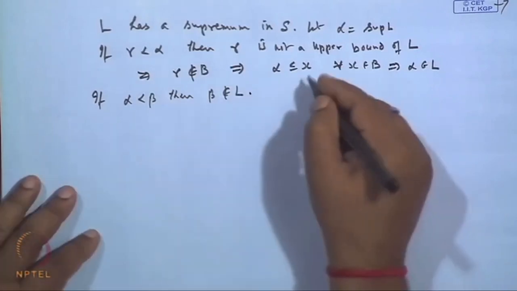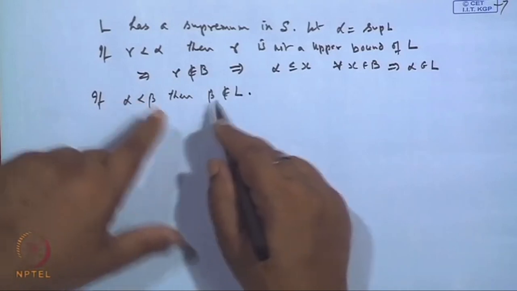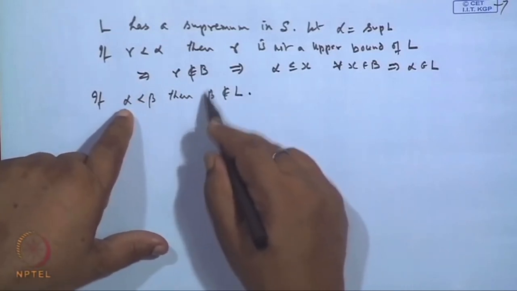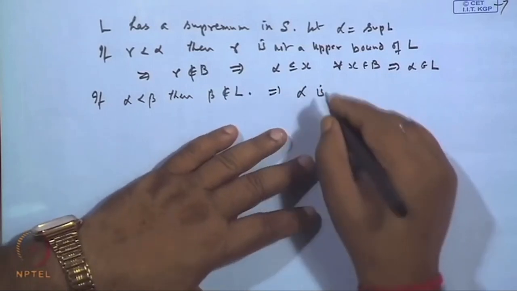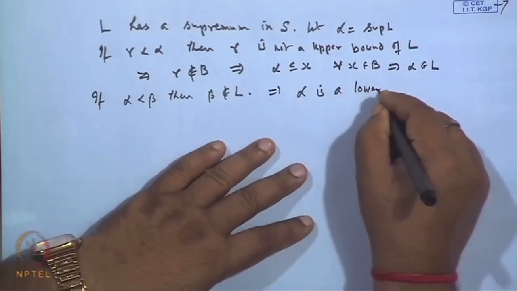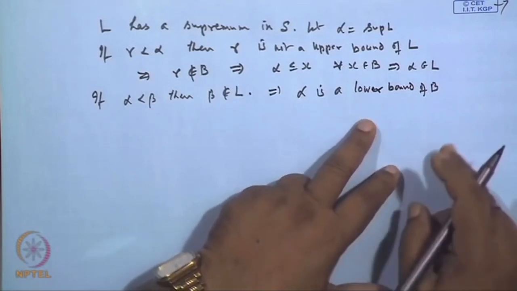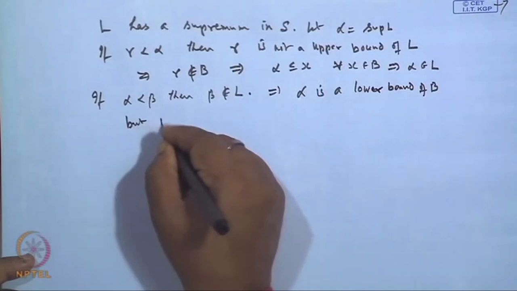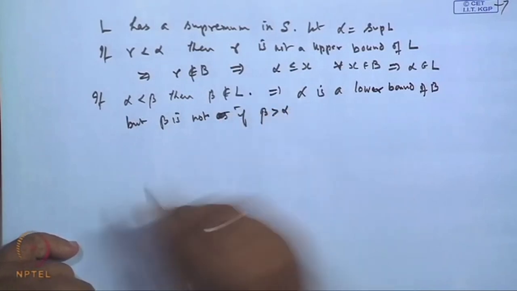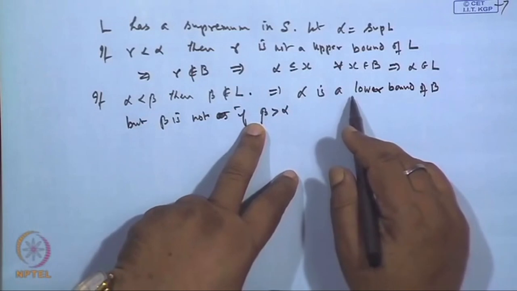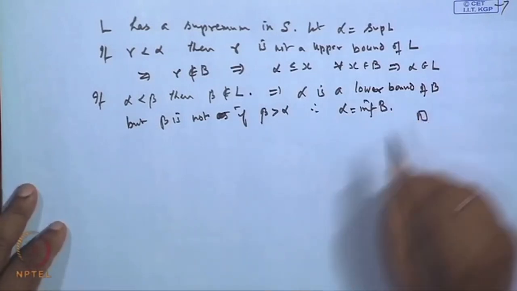That this beta, which is greater than alpha, in other words, that alpha will be the infimum value of B, because then beta will be in B. So this shows alpha is a lower bound for B, but beta is not, as if beta is greater than alpha, it will not be a lower bound, because alpha is the least. Therefore, alpha will be the infimum of B, and that proves the result. Okay? So, that shows the result.